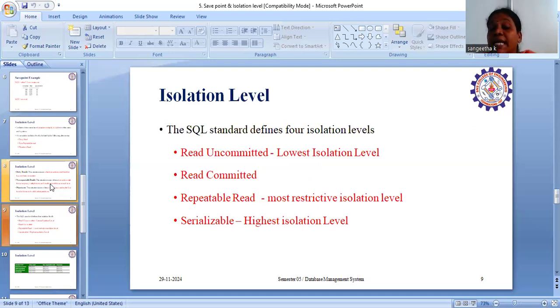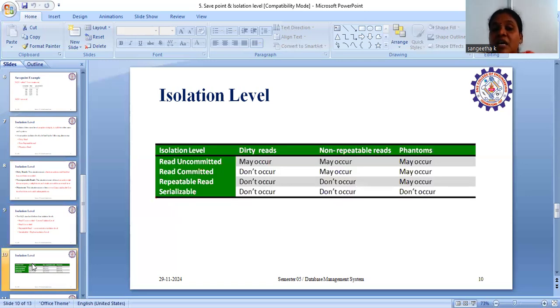Based on that, SQL determines four isolation levels: read uncommitted, which is the lowest isolation level; read committed; then repeatable read, a more restrictive isolation level; and serializable, which is the highest isolation level. So these are all the various isolation levels. Based on that, we can predict whether a particular problem will occur or not.